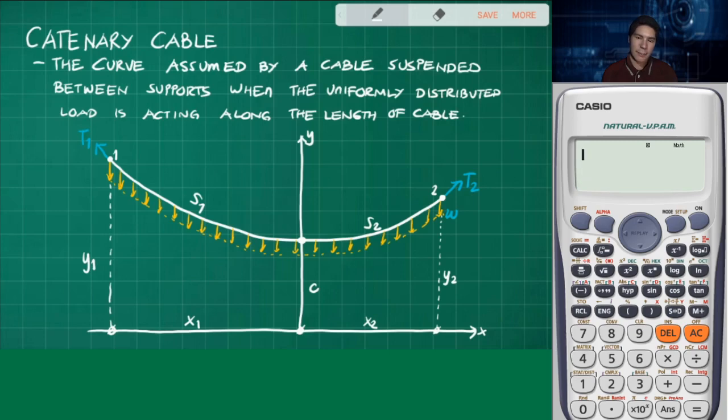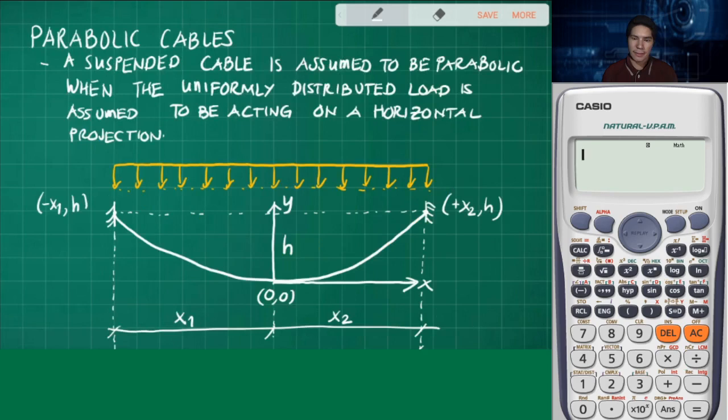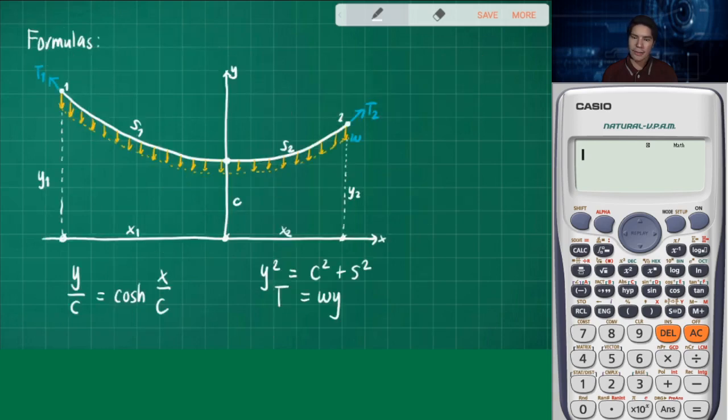So ito yung kaibahan dun sa parabolic curve, no? Kasi sa parabolic cable, yung assumption natin ng uniformly distributed load is projected horizontally. So, such as shown here. Ito naman yung sa parabolic cable. So, yun yung kaibahan ng catenary tsaka parabolic curve in terms of loadings. And in terms of the geometry, so parabolic curve is quadratic, no? Mga x squared. While yung catenary natin is naka-hyperbolic cosine siya.